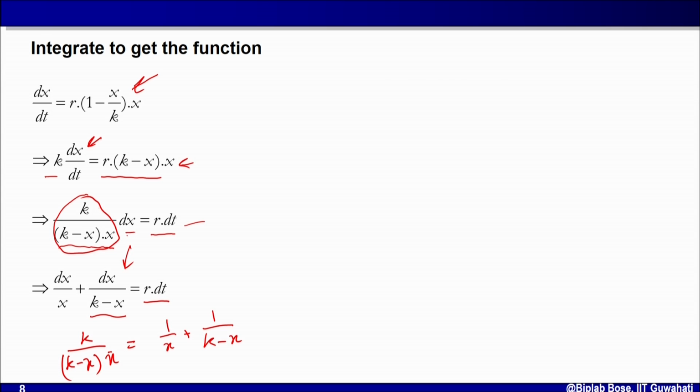So now we will integrate both sides. That's what we have here. We integrate dx by x from x naught, that is the initial population size, to the final population x. We integrate dx by (k minus x) from x naught to x, and we integrate dt from 0 to t. Remember, r is a rate constant, it is a parameter, it is not changing with time, and k, the carrying capacity, is also a parameter and constant, not changing with time.